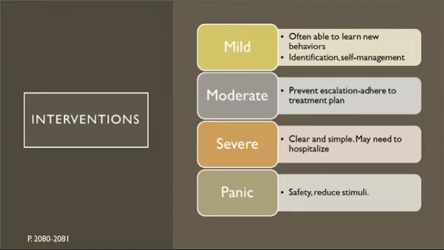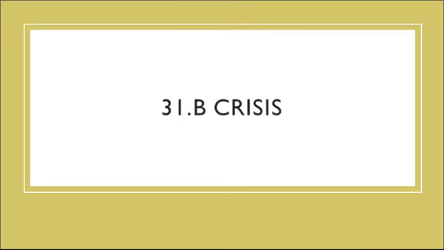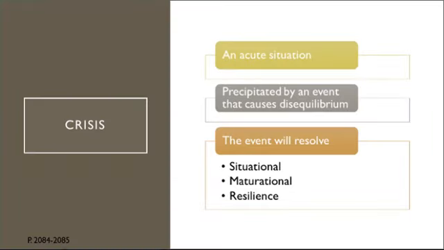Okay, so we're going to move right along into Module 31B of crisis. A crisis is an acute situation. It could be situational, maturational, and resilience. Situational: unexpected stressor or circumstance like a tornado or death. Maturational: predictable stages of human development. And resilience: adapting well in the face of adversity, crisis.